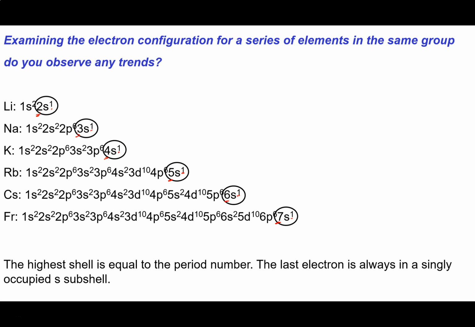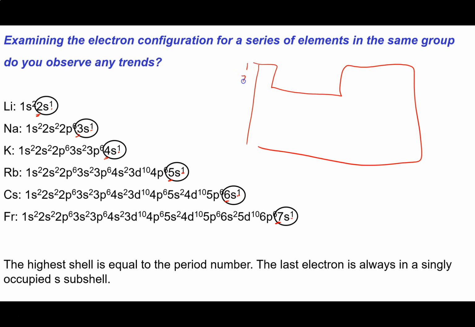So something that's happening is every time we go down a row in the periodic table, as we head down 1, 2, 3, 4, 5, 6, 7, we seem to be adding another shell or another layer of electrons. So that's what the periods correspond to: the beginning of another layer of electrons.